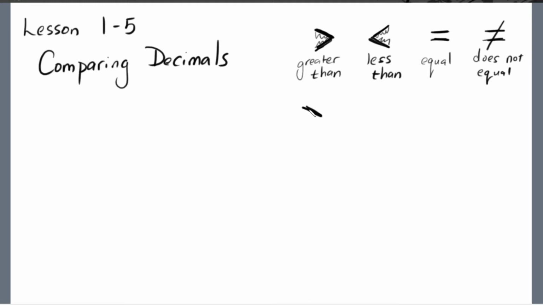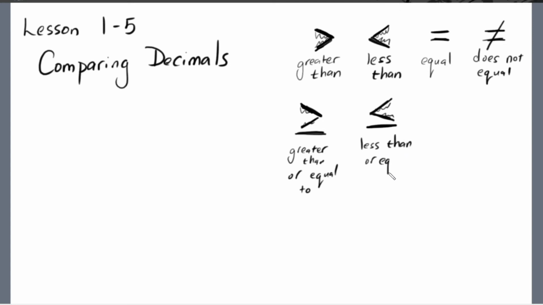This one also exists. If you see the little alligator eating the left side with a line under it, this means greater than or equal to. So we can take that same thinking and apply it to this one where the alligator is facing the right. This is less than or equal to. And these are the symbols that you're going to really have to understand. So if you ever see them, you should know. Left side is greater than. Right side is less than. Equal, does not equal. Greater than or equal, less than or equal.